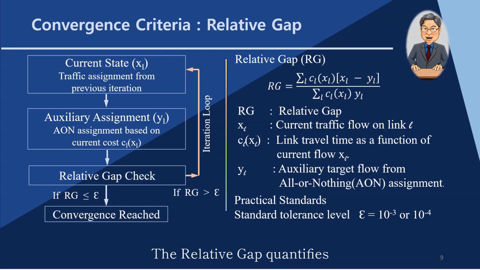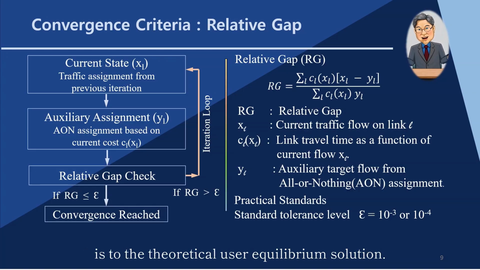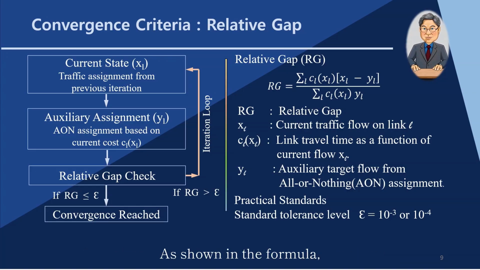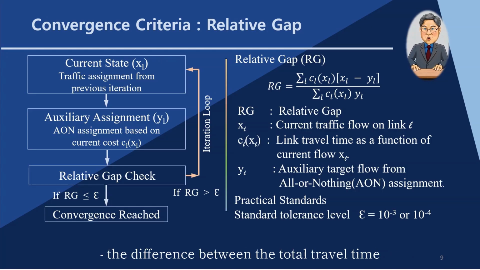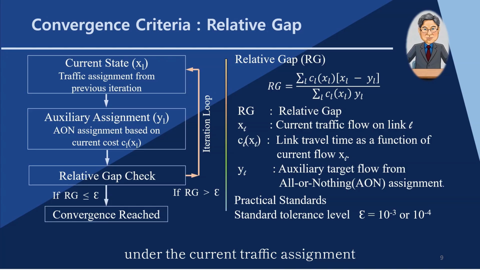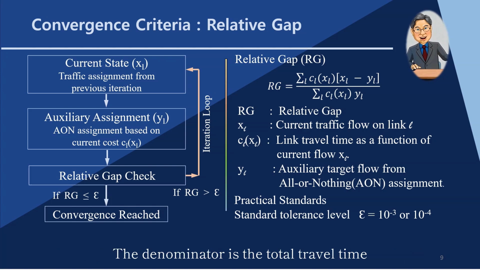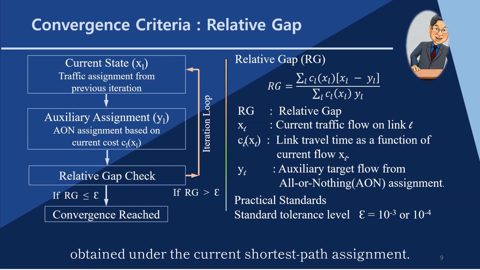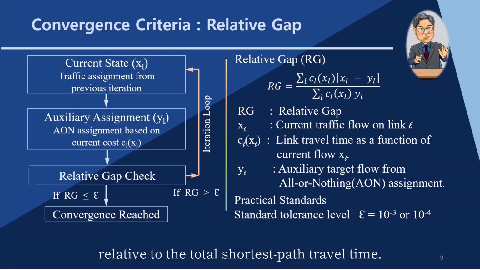The relative gap quantifies how close the current traffic assignment solution is to the theoretical user equilibrium solution. As shown in the formula, the numerator represents the total excess travel time, the difference between the total travel time under the current traffic assignment and the total travel time that would result if every traveler were assigned to the current shortest path. The denominator is the total travel time obtained under the current shortest path assignment. Consequently, the relative gap represents the proportion of excess travel time relative to the total shortest path travel time.